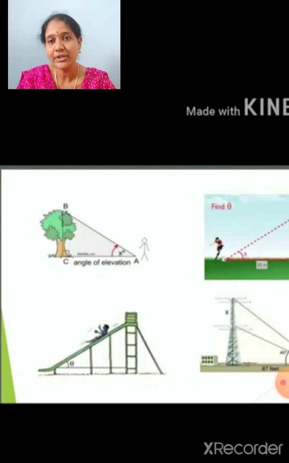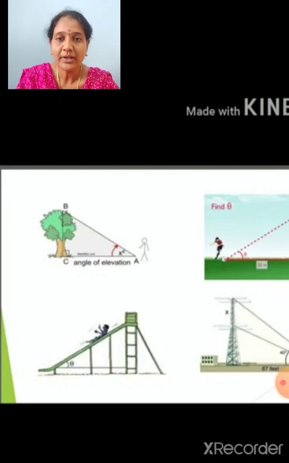So that's enough for you, children, in this part. You already know that there are applications of trigonometry. In that chapter we shall discuss the angle of elevation and angle of depression. So what is the angle of elevation and what is the angle of depression?